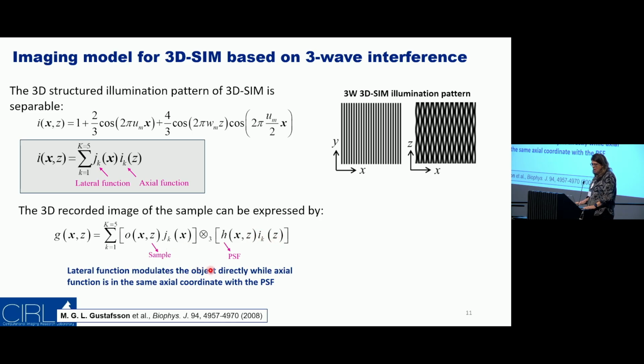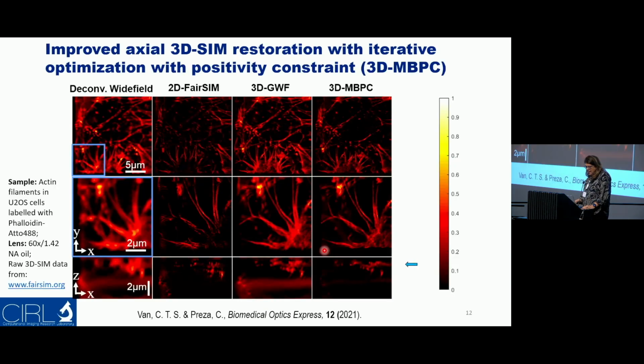You have to take care when you do the restorations that you have the correct model, otherwise you create artifacts. Okay, so this is some experimental results from an actin filament in U2OS cells, and here again we're showing the same thing, that iterative methods provide better results than the generalized Wiener filter, and in fact the point here was the improved axial resolution. It's harder to argue maybe the fine structures in the 2D.